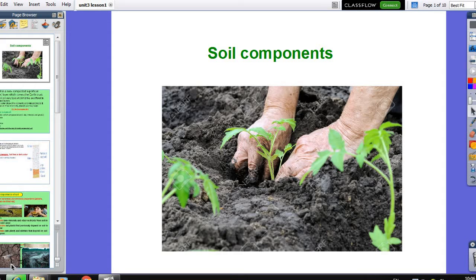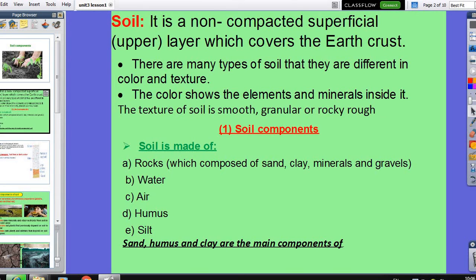Today we'll talk about the first lesson in our unit 3. It is about the soil components. What is meant by soil? Soil is the non-compacted superficial, or upper, layer which covers the earth's crust.